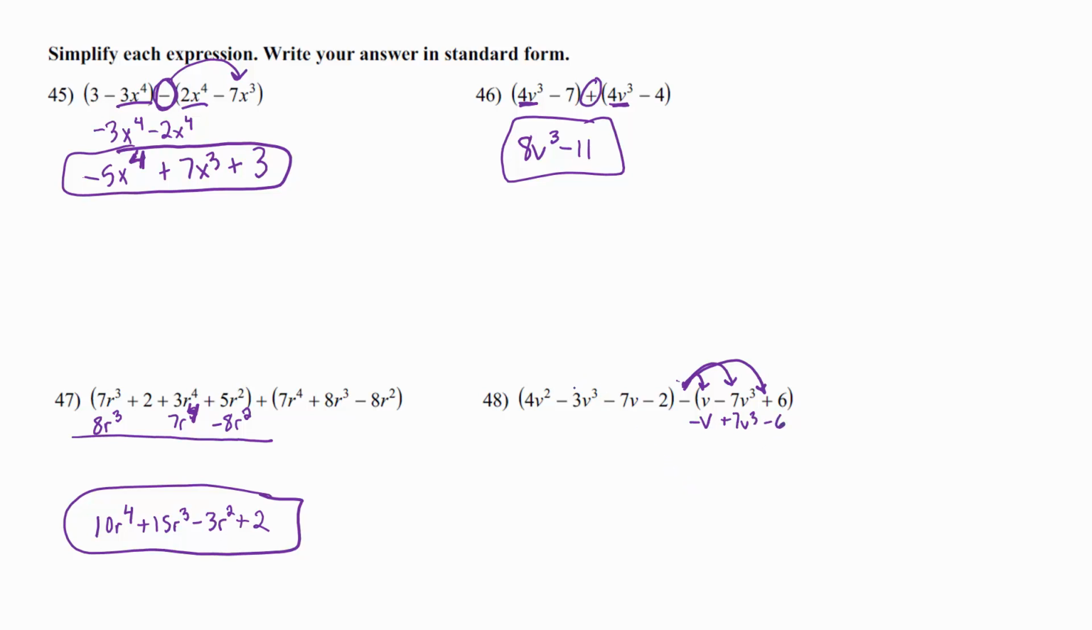So when I write this out, I have negative 3v cubed plus 7v cubed, which is 4v cubed. Then I have v squared. So 4v squared doesn't have anything to add with in the second parentheses. I have negative 7v minus v is negative 8v. And negative 2 minus 6 is negative 8. So that's my answer.